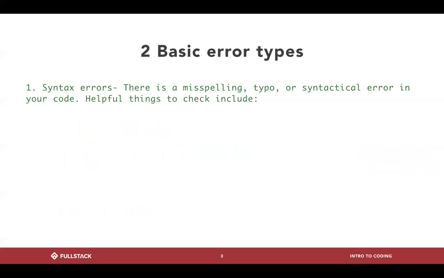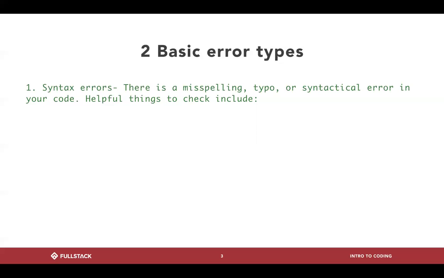So there's two basic error types. One is syntax errors. There's a misspelling, a typo, a syntactical error. Maybe you were supposed to write var, I don't know, var variable test, right? And instead you wrote variable test var, right? That would be a syntax error.